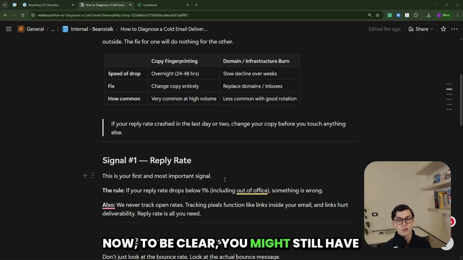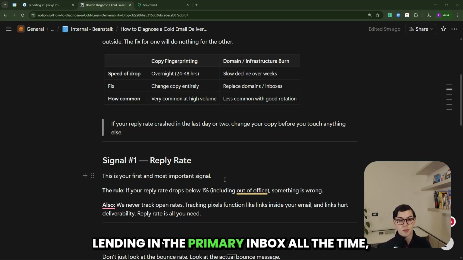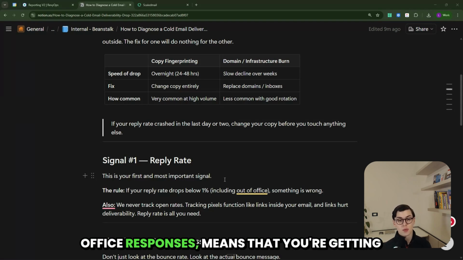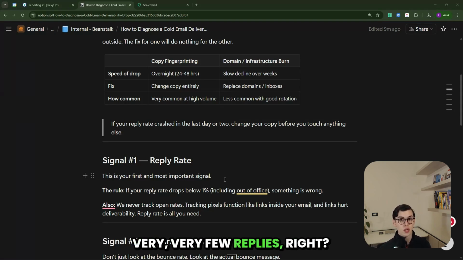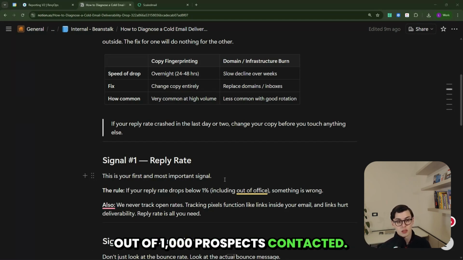Now, to be clear, you might still have deliverability issues if your reply rate, including out of offices, is maybe 1.5% or 2%. This doesn't necessarily mean that you're landing in the primary inbox all the time, but if it goes below 1%, including out of office responses, it means that you're getting very, very few replies. We're talking about less than 10 responses out of 1,000 prospects contacted. So there is something wrong.